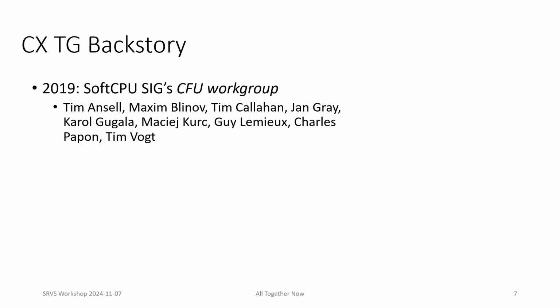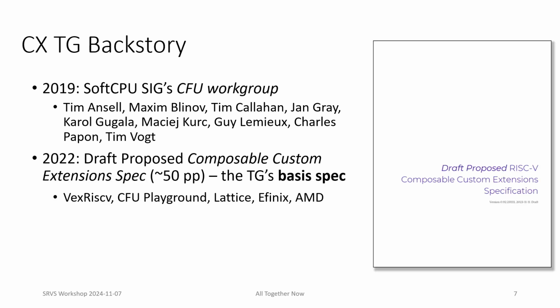Here's the backstory of this work. In 2019, the new Soft CPU SIG set out to specify a common logic interface for custom extensions-based accelerator cores, then called custom function units, or CFUs. And they sought to improve reusability by supporting composition of custom extensions and extension libraries. They wrote a spec, the draft proposed Composable Custom Extension spec. It's about 50 pages, 1/3 introduction, 1/3 ISA extension spec, and 1/3 logic interface spec.